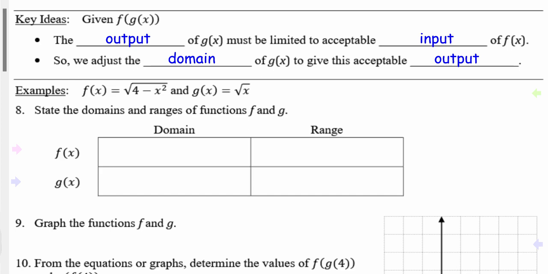Well, first to summarize what we talked about earlier, the output of g of x, if that's f of g of x, must be limited to acceptable input of f of x. So we adjust the domain of g of x to give that acceptable output. So in that previous question, we forced g of x to have a restricted domain where x was less than or equal to 5 halves in order to get output that was greater or equal to negative 1.